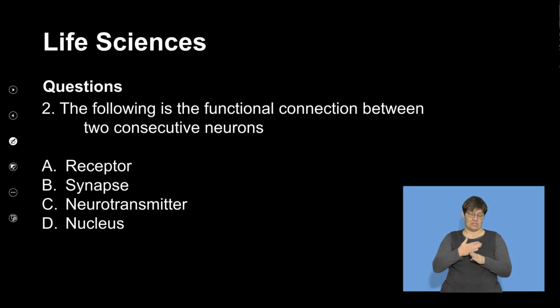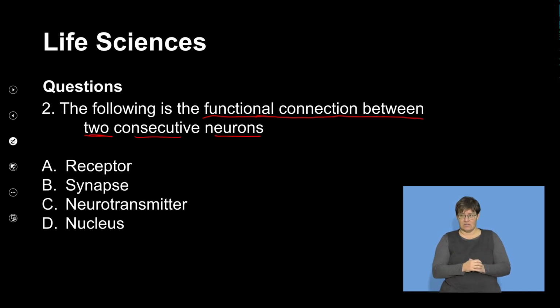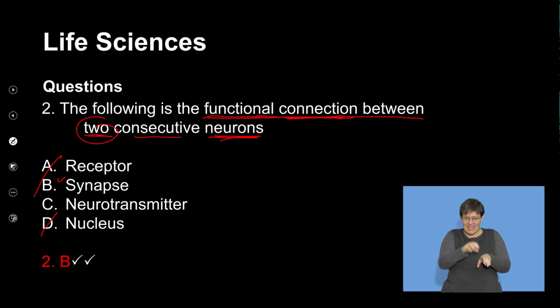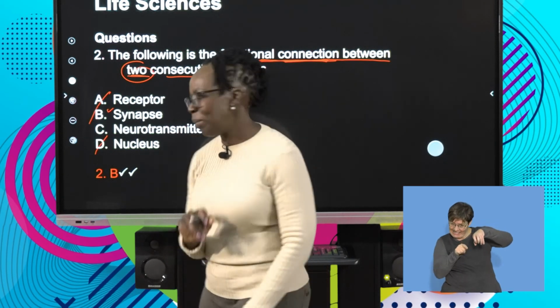The following is the functional connection between two consecutive neurons. We've got number A, receptor. We've got B, synapse. We've got C, neurotransmitter. We've got D, nucleus. D already is out. It cannot be D because we're looking at the functional connection between two consecutive neurons. We said we delete what is not in. It cannot be receptor. Synapse should be the correct one. Let's see. Good. B is the correct one.